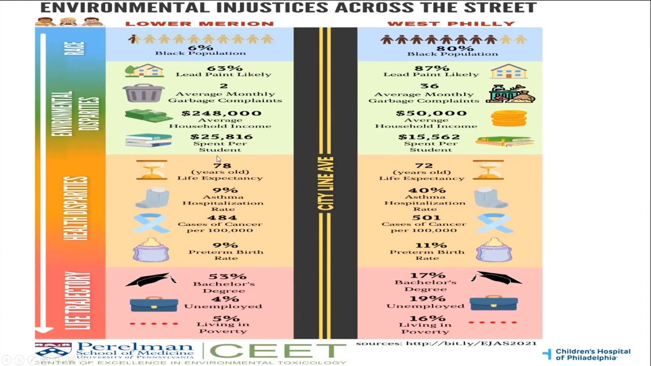If you look at things like environmental disparities, you can see lead paint is more likely, 87% likely in old homes versus 63%. Look at health disparities, you can see the rate of asthma is 4 times, the hospitalization rate is 4 times higher in West Philly than Lower Merion. And then if you look at education, only about 53% in Lower Merion have a bachelor's degree, whereas only 17% in West Philly.